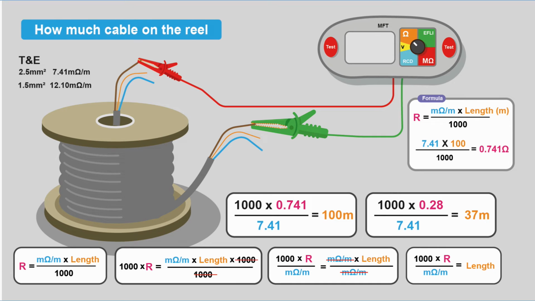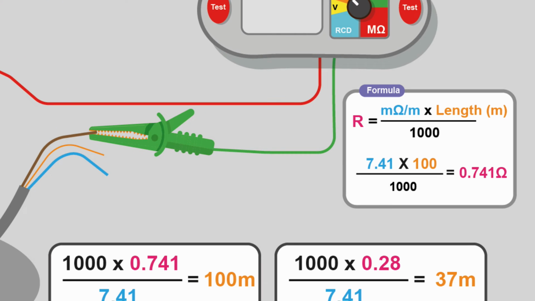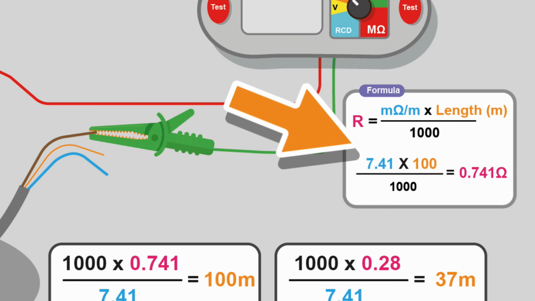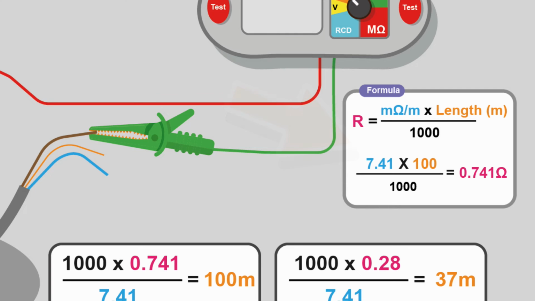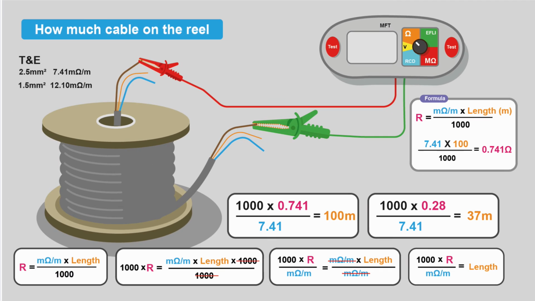The original formula was resistance equals milliohms per metre times length divided by 1000. We should be getting the idea of this by now. So let's get rid of the 1000 first. The 1000 is dividing, so we multiply. We multiply both sides. We get the formula 1000 times resistance equals milliohms per metre times length. And the thousands cancel out, don't they?